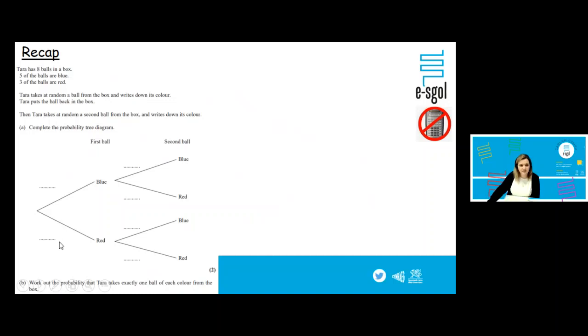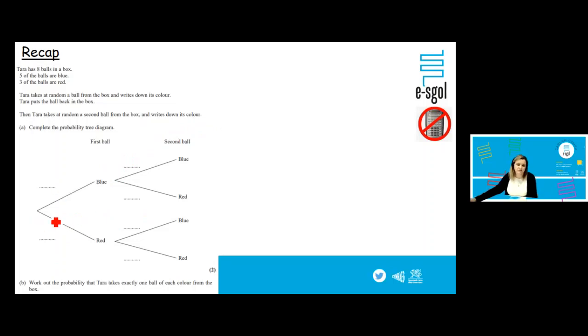Okay, so Tara has 8 balls in a box. 5 of the balls are blue, 3 are red. Tara takes at random a ball from the box and writes down its colour. Tara puts the ball back in the box, and that's really key. Okay, by putting it back in the box, it's not affecting the next one. So in other words, these are independent events. So then Tara takes a random second ball from the box and writes down its colour.